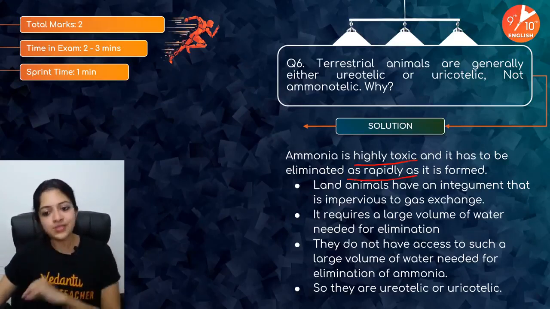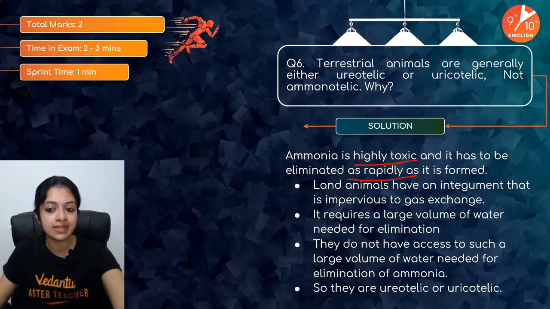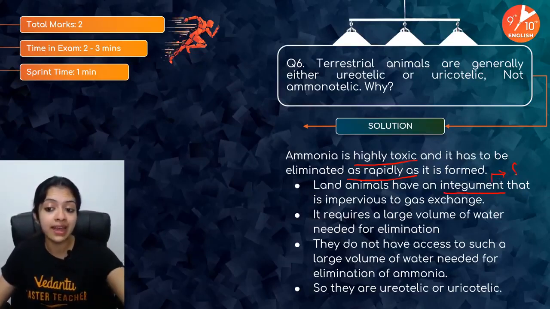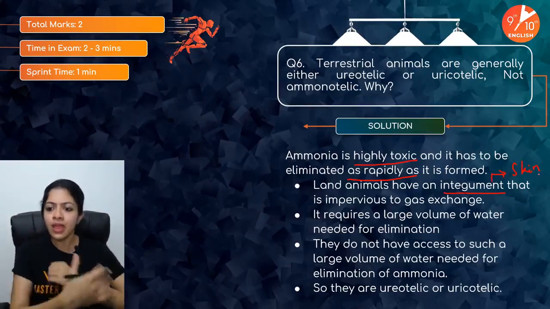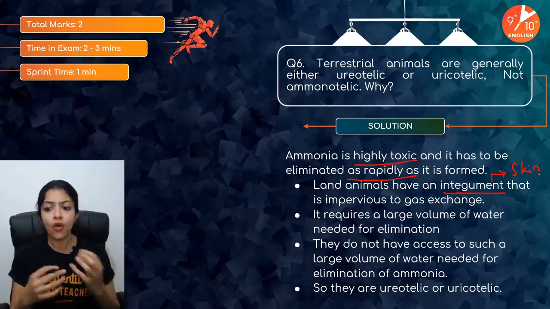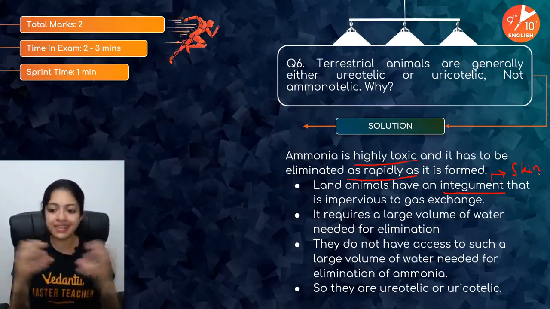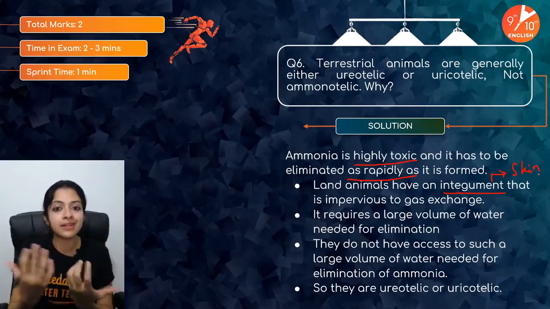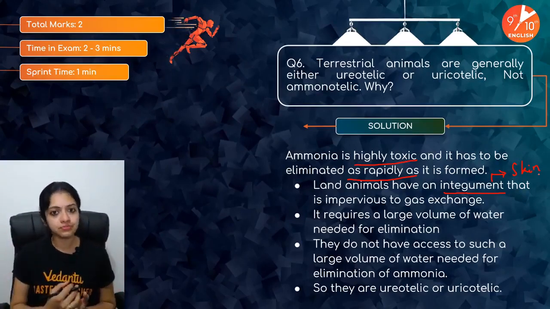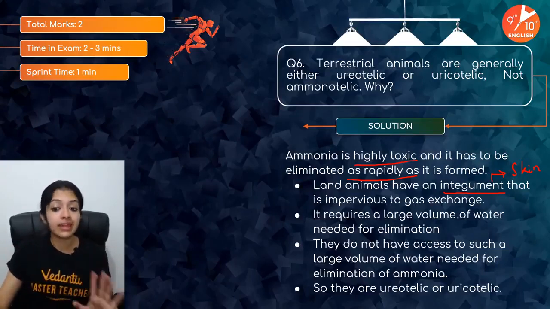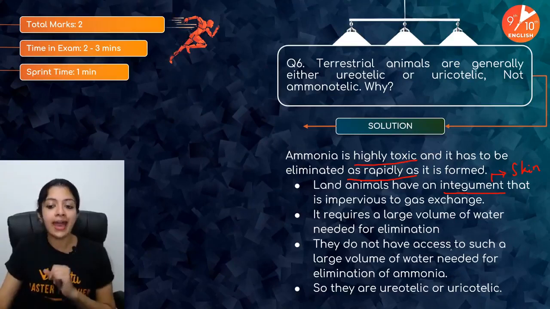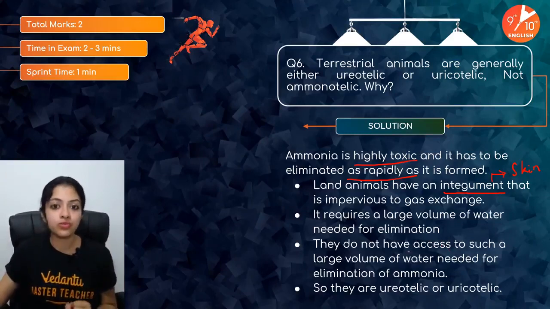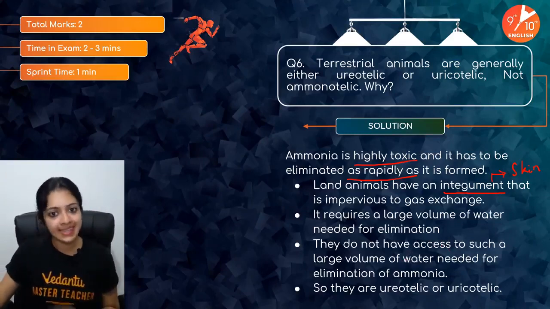Okay. Now, as far as land animals are concerned, terrestrial animals are concerned, there is a very, very thick integument. What is integument? A very, very thick protective layer like the skin. Not just the skin, all the protective layers like the hair that covers the skin or is found as part of the skin and everything. Those protective layers, like the thick skin, are pretty much impermeable to gaseous exchange. So it requires a very, very large volume of water for elimination, and land animals don't have access to such huge amounts of water, unlike aquatic animals. Make sense? Absolutely, it does.